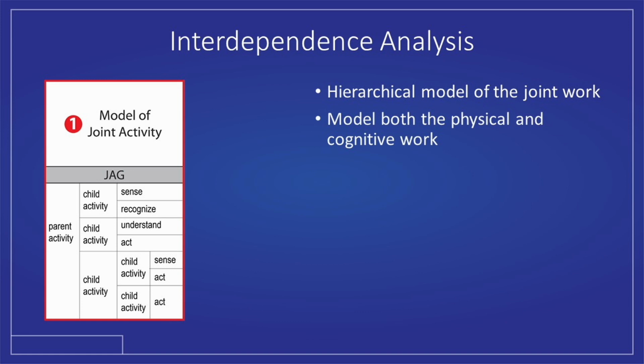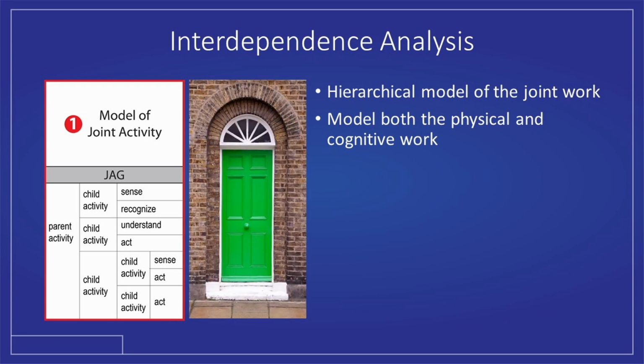Regardless of your choice of model, you should identify the knowledge, skills, and abilities, both physical and cognitive, required to do the work. For example, when considering the work of opening a door, you need to not only consider turning the knob and pulling, physical actions, but also how you would determine where the knob is, sensing, and how you knew where to stand to reach the knob, understanding. It's crucial to include cognitive aspects since this is often where the interdependence can be found.